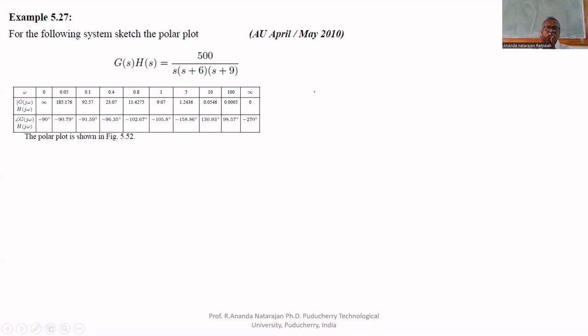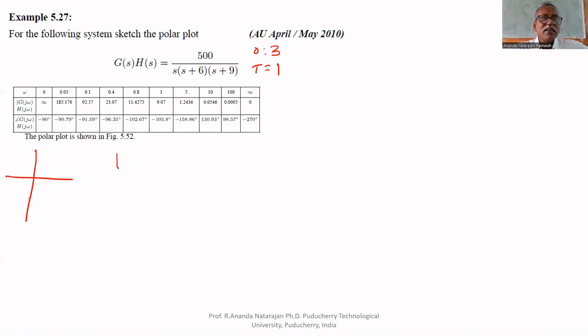For the following system, the questions may be like this: sketch the polar plot. What is the order number? Third order, type number 1. We know the rough plot. What is the rough plot?